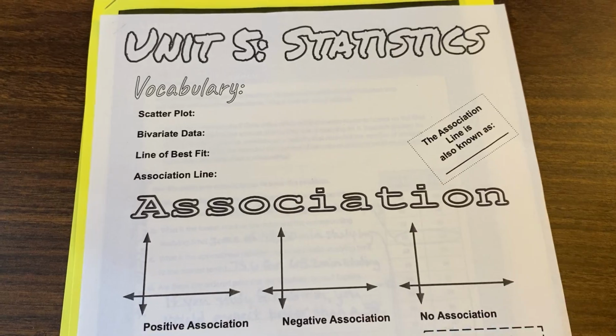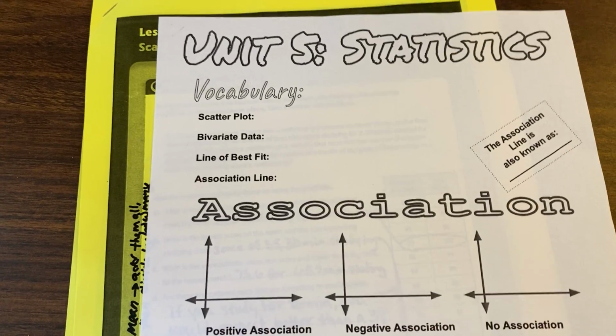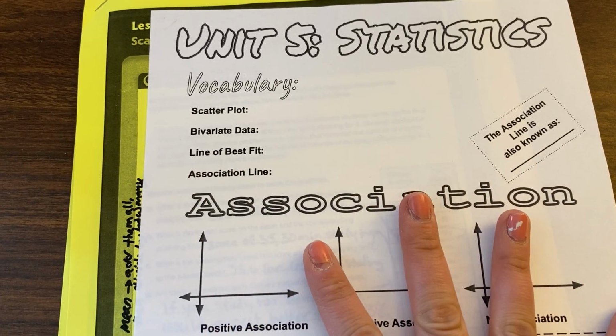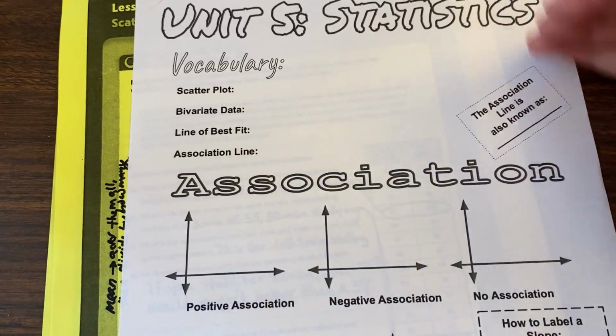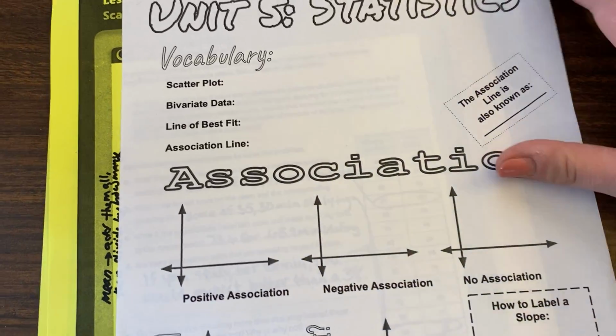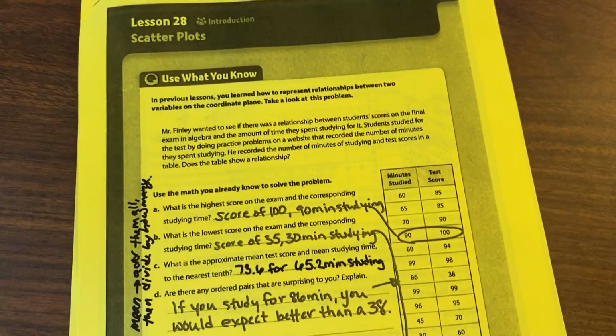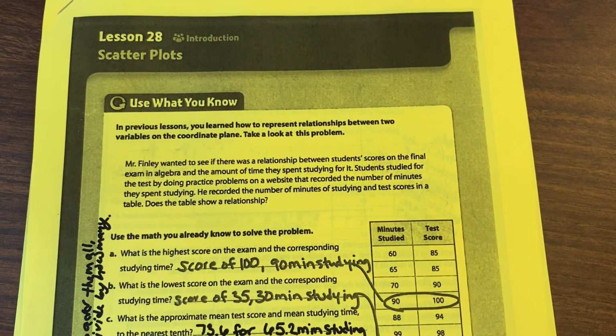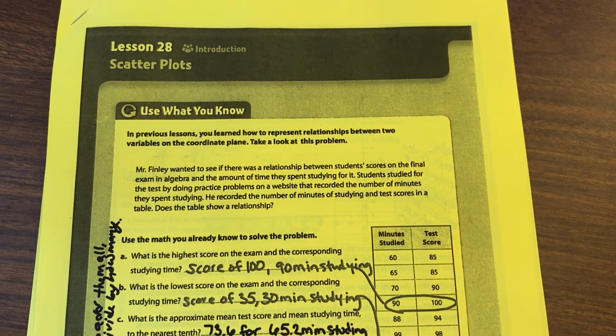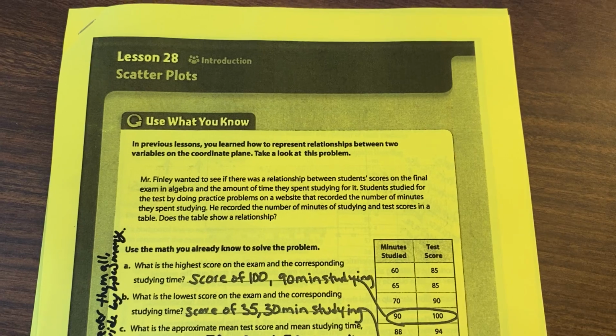So follow along on this one as well, or after we do notes every day, put the information on here as well so you have it in two spots, but this one will be easier to look at. So let's get started on lesson 28. Lesson 28 is all about scatter plots and association, which another word for that is correlation.